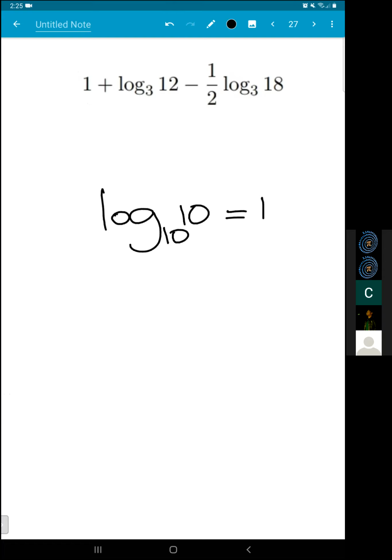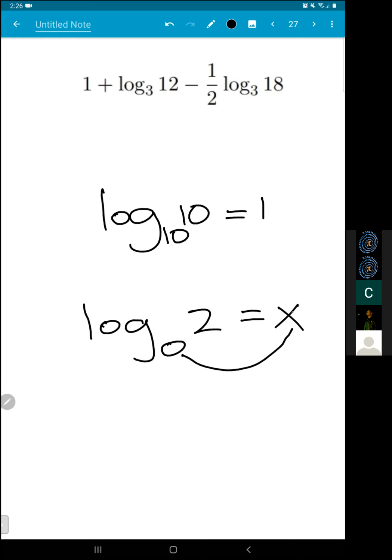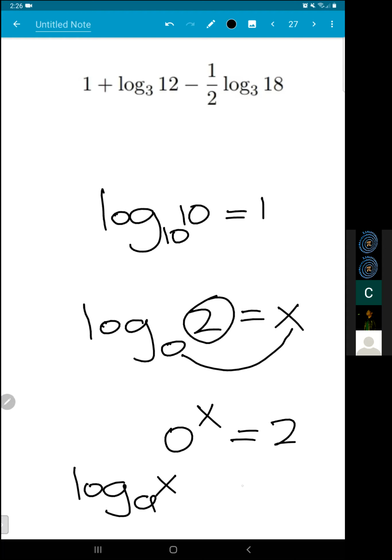There's no log base 0. It's undefined. Because, for example, log 2 base 0. What is this? Let's denote it by x. What should I raise zero to get two? Right? There's no such number, right? In fact, the logarithm x base a is only defined for positive bases, not equal to one.